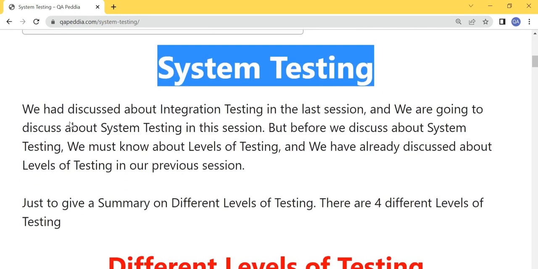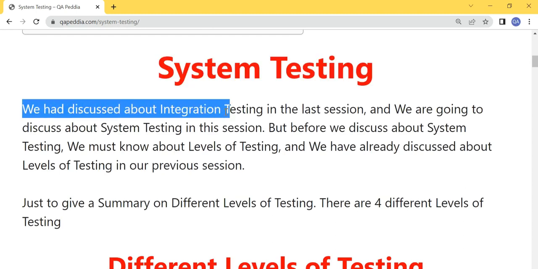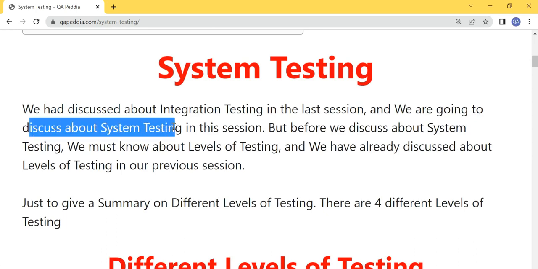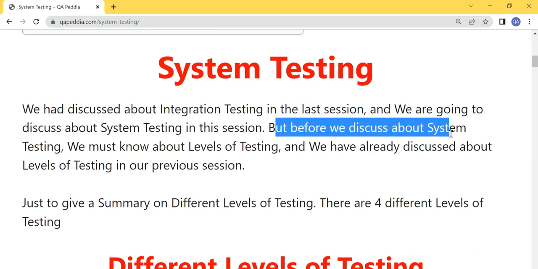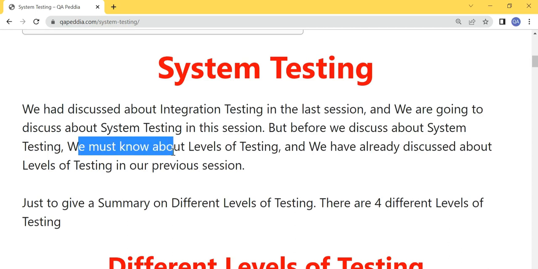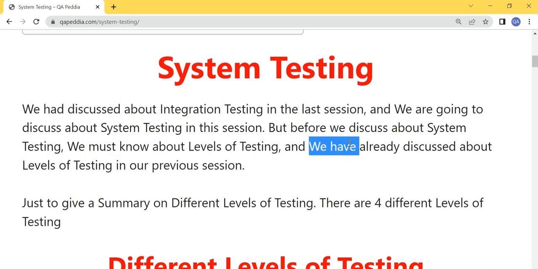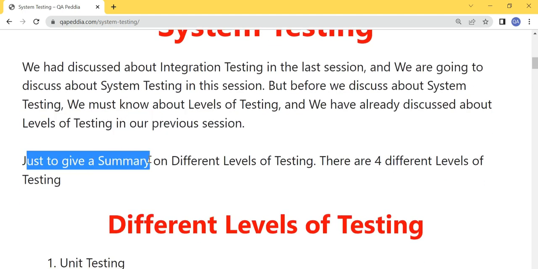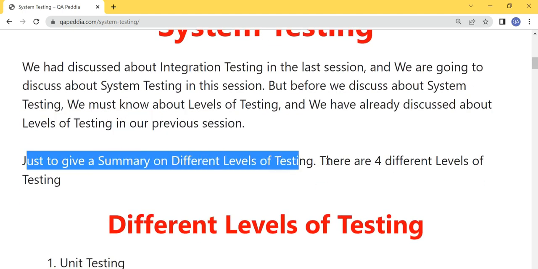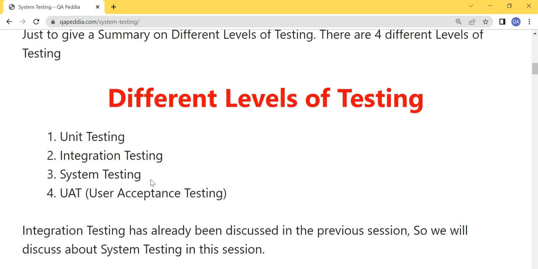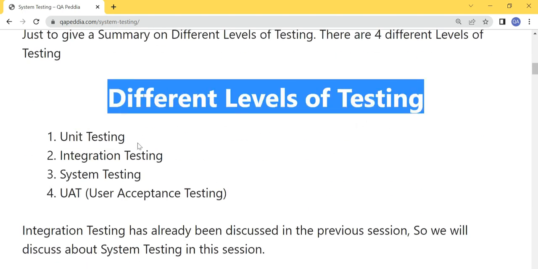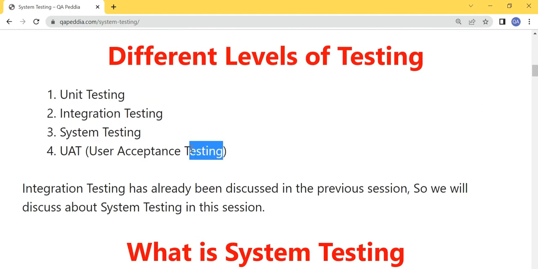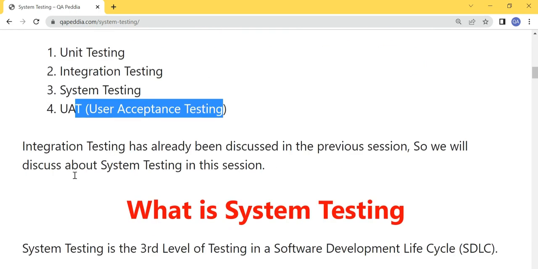System testing. We had discussed integration testing in our last session, and now we are going to discuss system testing in this session. But before we discuss system testing, we must know about levels of testing. We have already discussed levels of testing in our previous session. Just to summarize, there are 4 different levels of testing. And what are those levels? Those levels are unit testing, integration testing, system testing, and UAT, user acceptance testing.